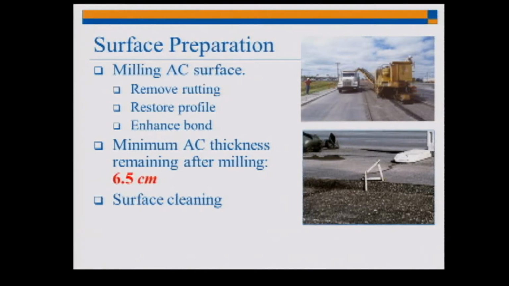This is a milling machine here. Typically, if you're putting this in a city, you'll probably have to mill the surface so you can keep the curb and gutter in the right location. So you have to mill the surface here. This is a mill machine. And we have a minimum requirement of how much asphalt's left after you mill it, about 6.5 centimeters. Can you go a little bit lower than that? Probably, but you don't want to get too low because of the variability in the thickness of the asphalt.